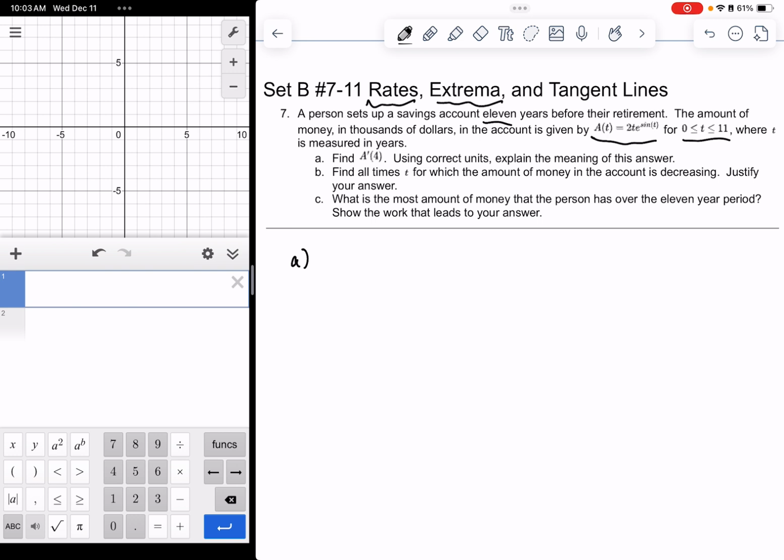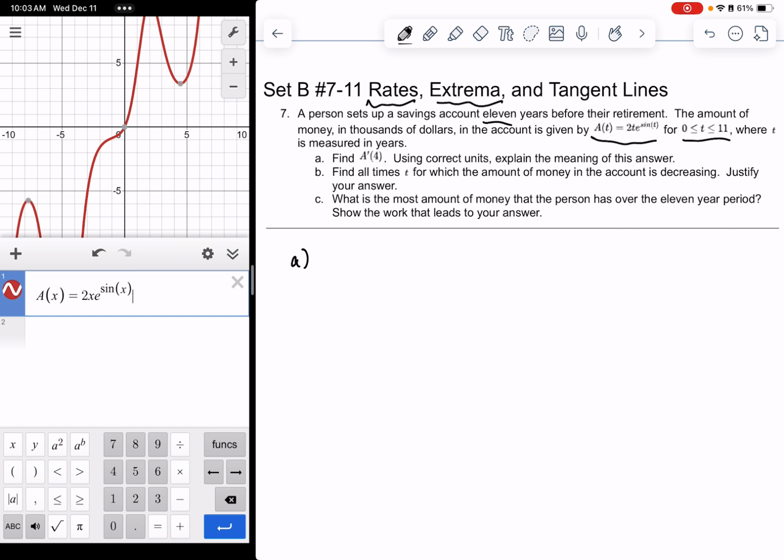Well, with Desmos, this is actually crazy easy. What I'm going to do is type in A of x. I'm going to use x instead of t, and that makes it a lot easier to do a derivative. You could type t, but it makes it easier if we just substitute an x for the t. And then the rest of the equation, 2x e to the sine x.